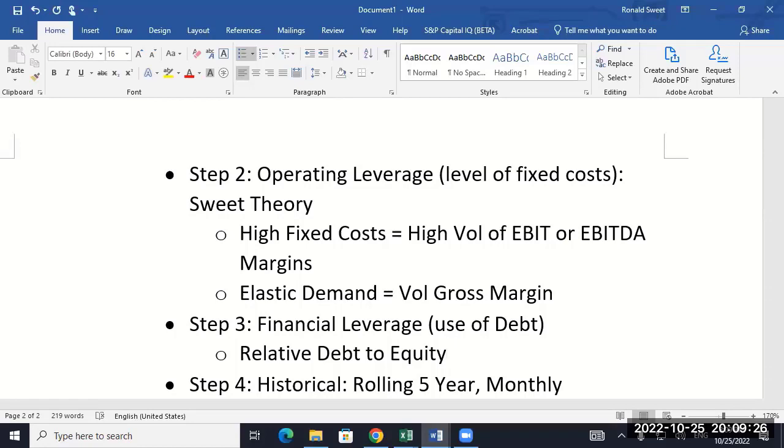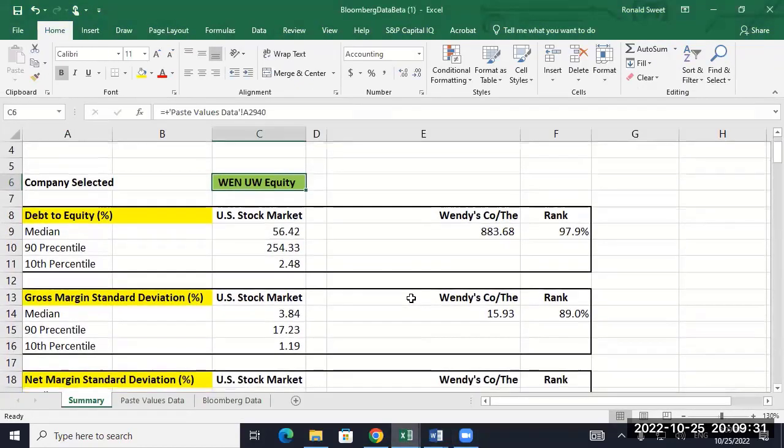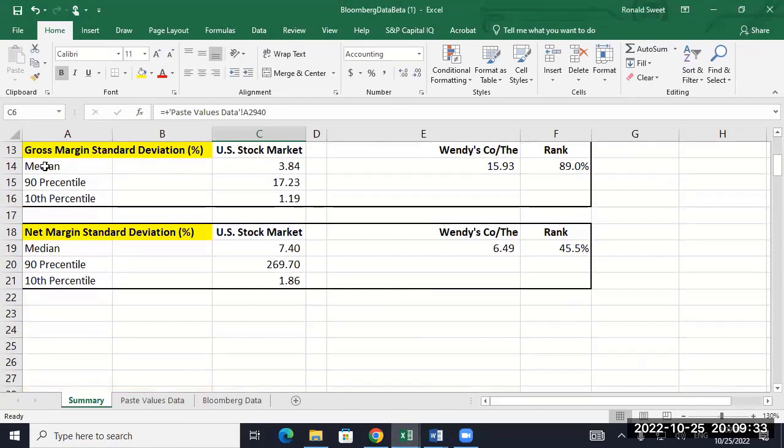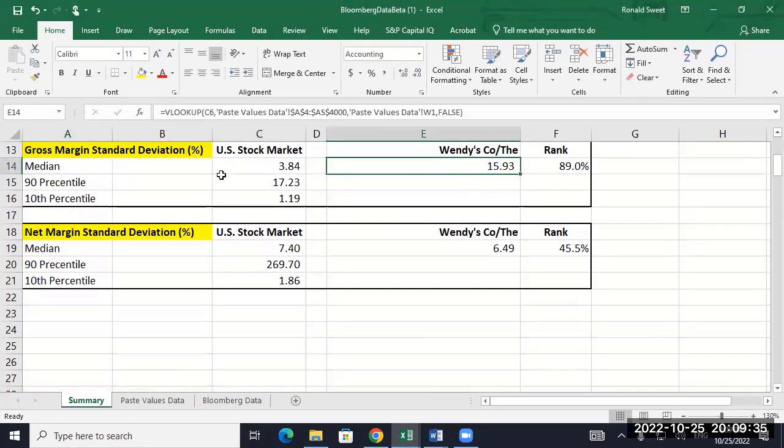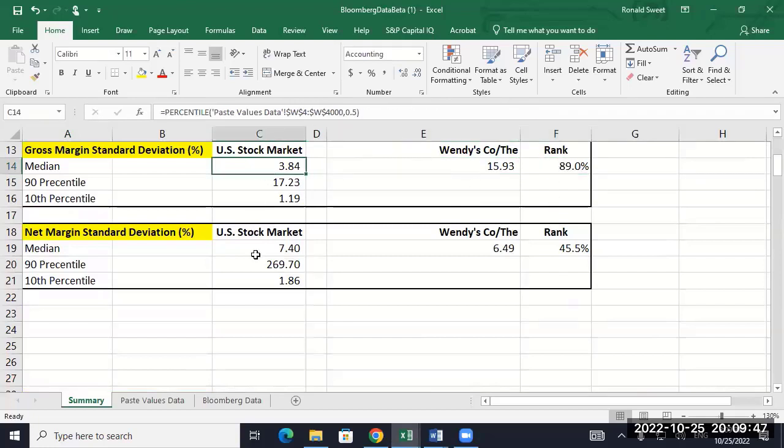All right, so we're going to look at Wendy's. We'll look at Wendy's gross margin. Their gross margin standard deviation is a whopping 15.93%. That's pretty crazy. That ranks 89th. The stock market gross margins should be pretty stable. I'm actually kind of shocked that Wendy's is like that, but the gross margins should be fairly stable.